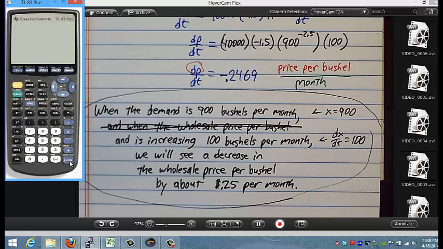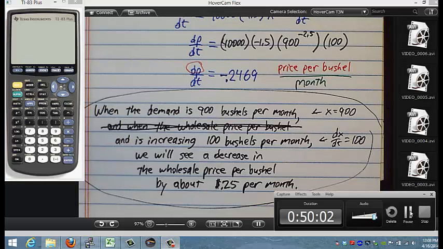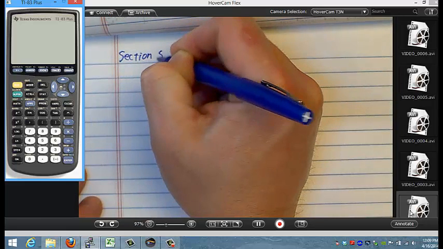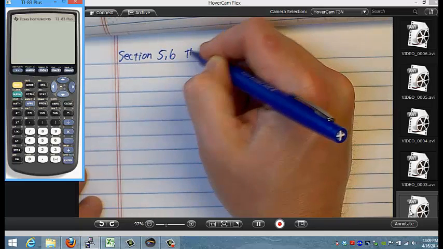All right, so I guess the last question is, do you guys have homework questions from last night? That's what I'm looking at. Okay, so here we have section 5.6, number 45. Elasticity.